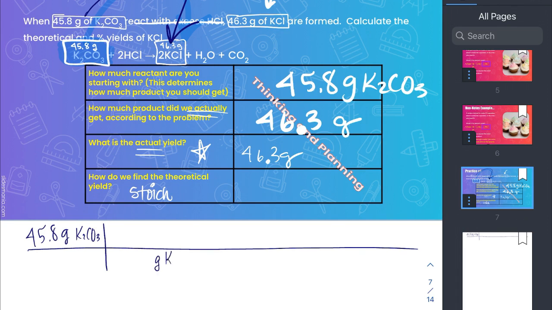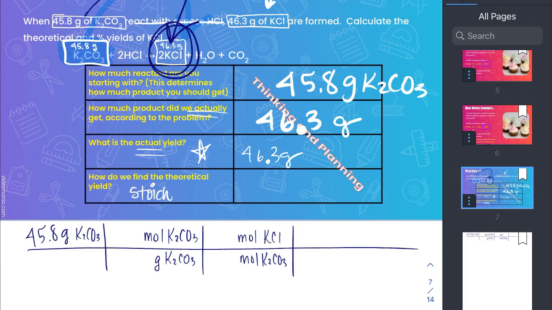So I'm gonna bring down grams of K2CO3 and I'm gonna go to moles of K2CO3. I'm doing the molar roadmap in my head because we've been practicing that for a while. I'm going to bring down moles of K2CO3. And now I'm going to go to moles of whatever chemical I'm trying to get to, which is the KCl. And then I'm going to bring down moles of KCl, and I'm going to go to grams of KCl.